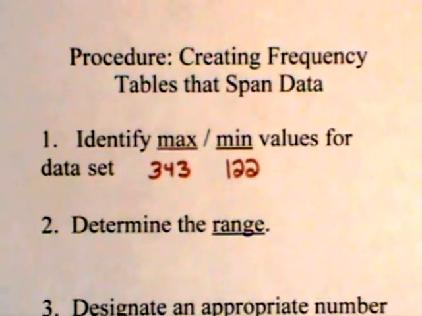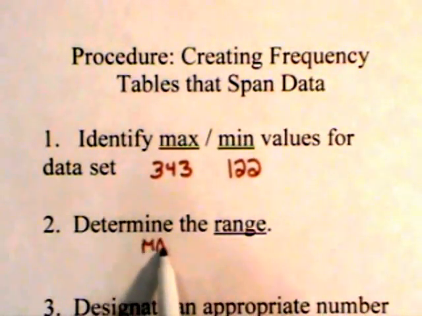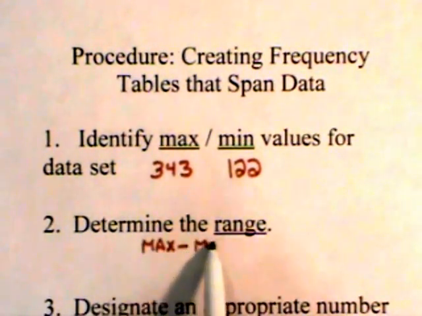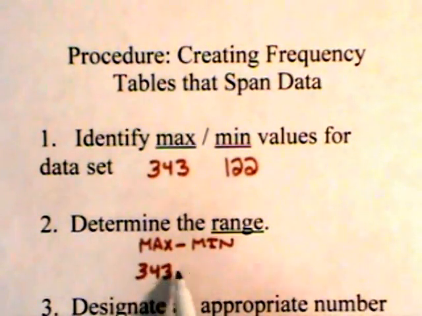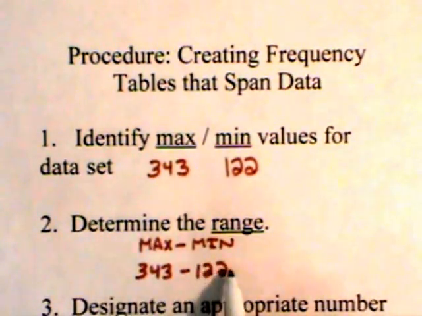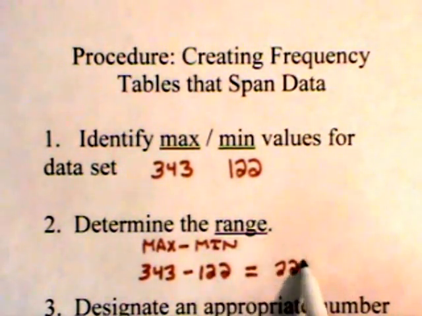Once you've identified your max and minimum values, you want to determine your range. That's step 2. Range is found by taking max minus min. For this example, we would take 343 and subtract 122. That would give us a range of 221.